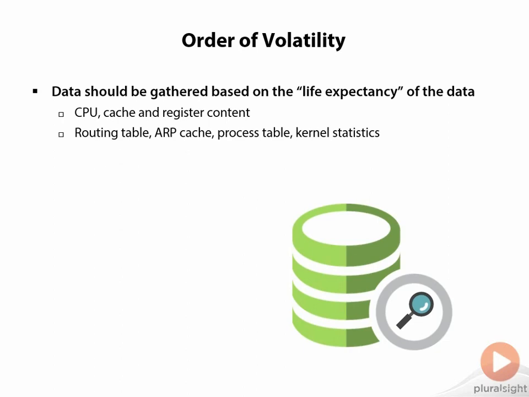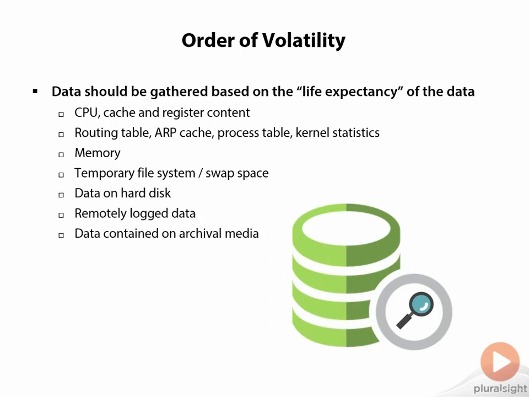Next, the routing tables, ARP cache, process table, kernel statistics, again, all things that are very volatile. Memory, RAM, all of these things, temporary file space, swap space, data on hard disk, remotely logged data, data contained on archival media, etc., etc. So as you can see, it goes from the things that are very ephemeral, that if we power that computer off, go away. So those things need to be captured, if at all possible, first. And there are tools we can attach either locally or remotely that allow us to capture that data without actually contaminating it. All right, and then we can do the same thing with routing table, ARP cache, memory, etc., etc.